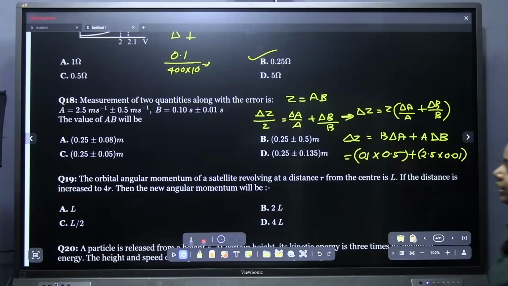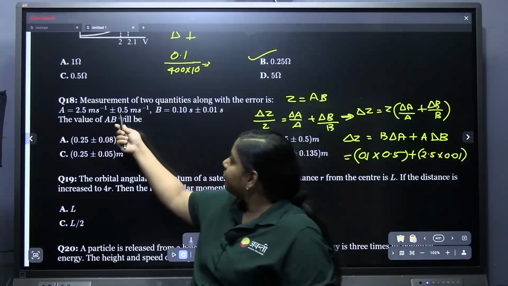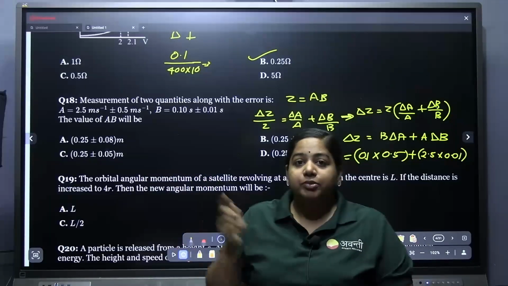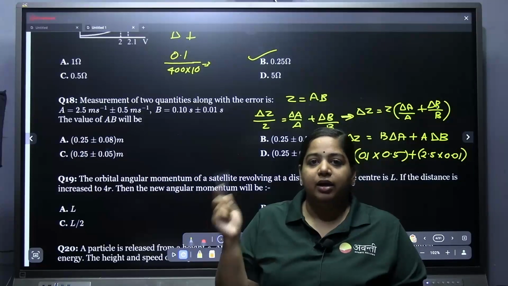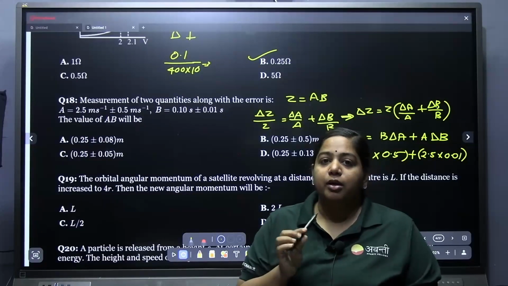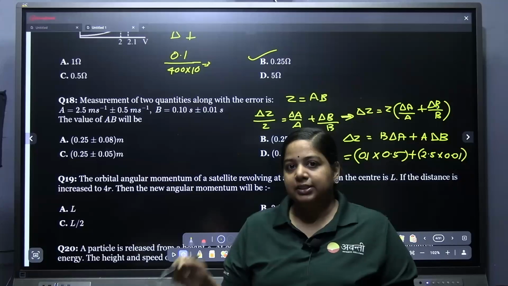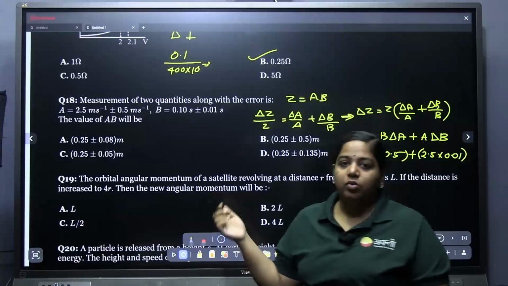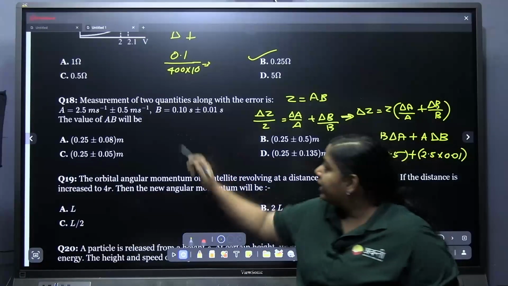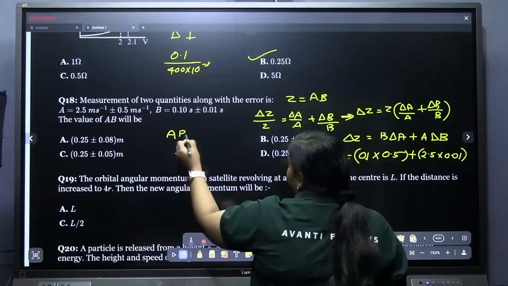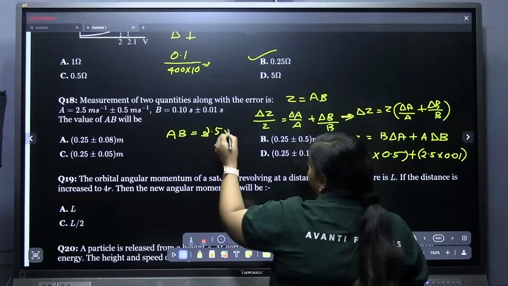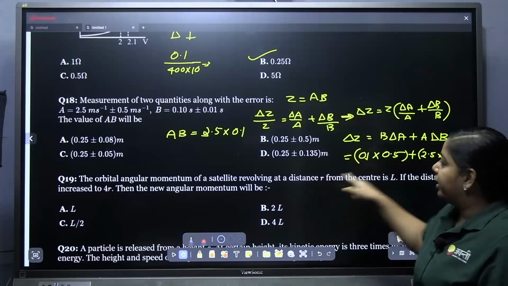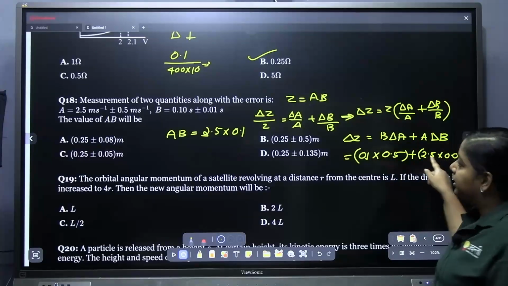You have to round off. See, the minimum number of significant figures we have to take. In terms of addition subtraction rounding off, we said that for addition subtraction we have to consider the minimum number of decimal points. Multiplication division we have to consider the minimum number of significant figures. Find AB. AB will be equal to 2.5 into 0.1, which is 0.25. We only have to find what delta Z will be.